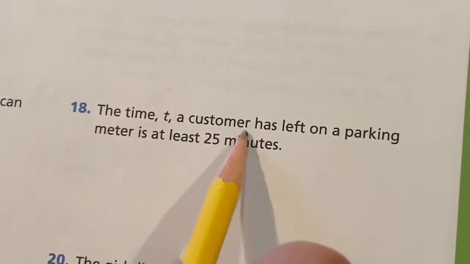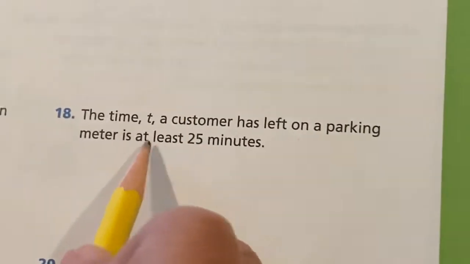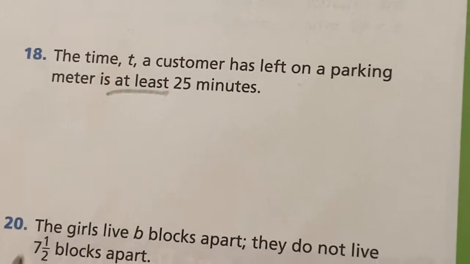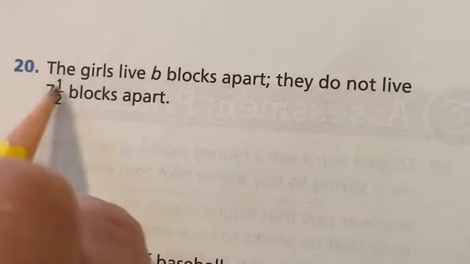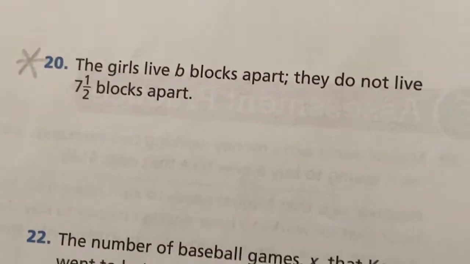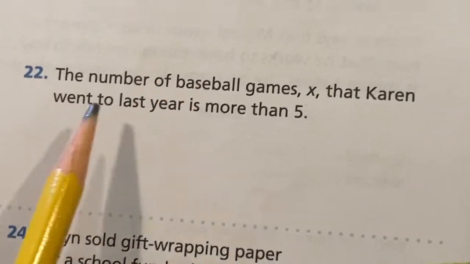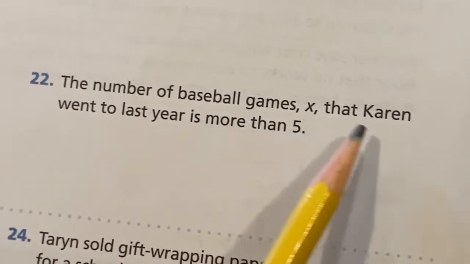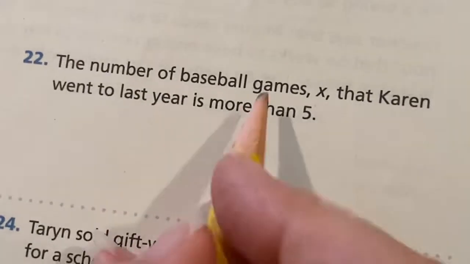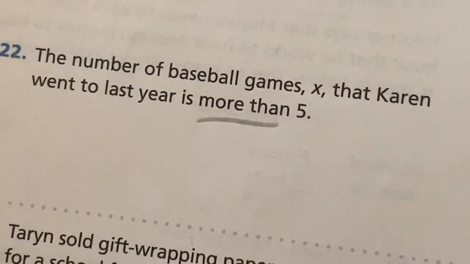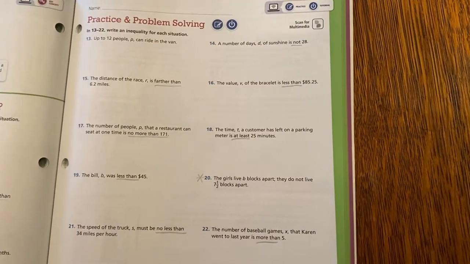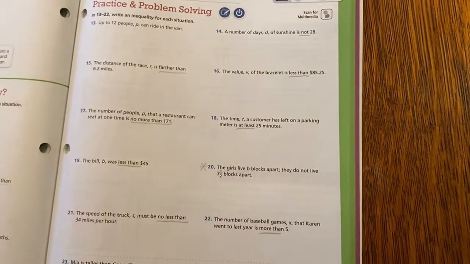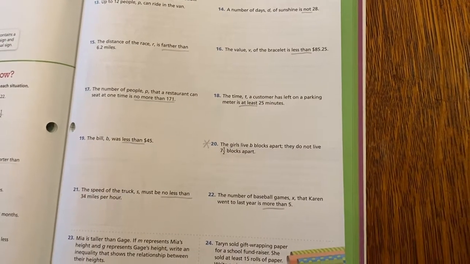The time T a customer has left on a parking meter is at least. The girls live B blocks apart. They do not live 7.5. Ooh, this is a tricky one. See if you can figure out what to do with that. Then the number of baseball games X that Karen went to last year is more than 5. Look for those key phrases and figure out what the symbol you're going to use is. Write the inequality. Pause the video here and then start it up again when you're ready to check your answers.